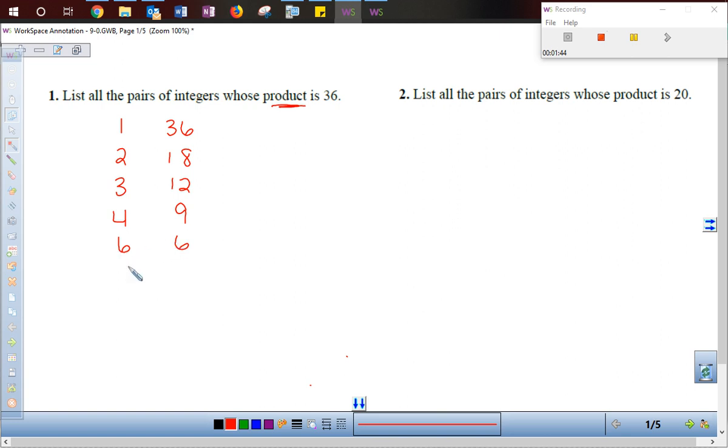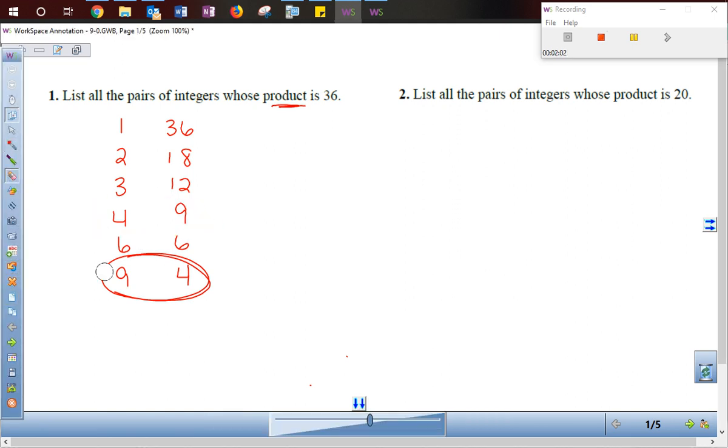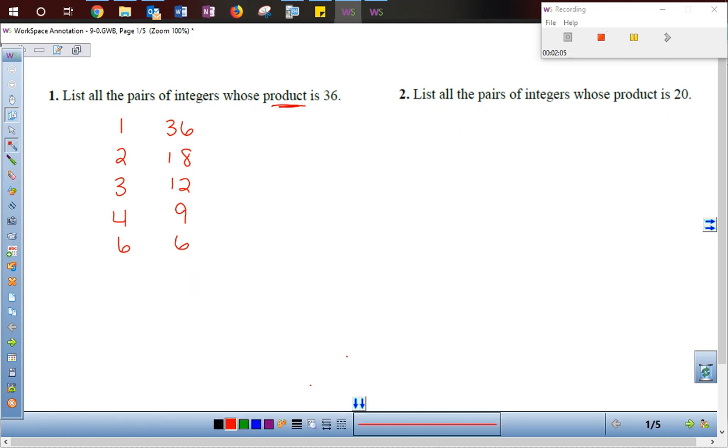So if I progress upwards more, 7 doesn't go into 36, 8 doesn't go into 36, but 9 goes into 36 4 times. I wouldn't want to rewrite that because I already have that group right there. So once your numbers start to repeat, or you hit the same number at the bottom, that's when you're done.